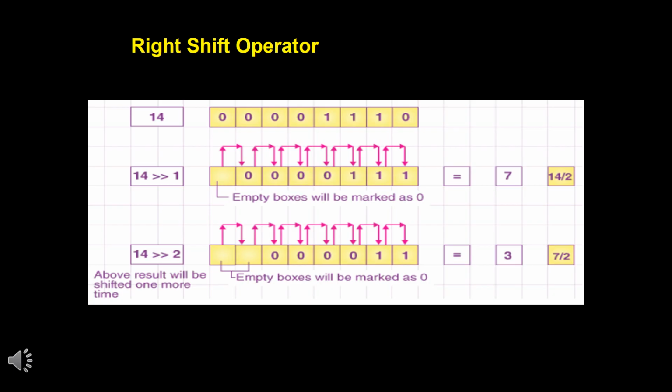Now, if we apply the right shift operator again, this time 14 >> 2, the bits are shifted one more position to the right. The result is 00000011, which is 3 in decimal. Again, this demonstrates division by 2, performed twice.